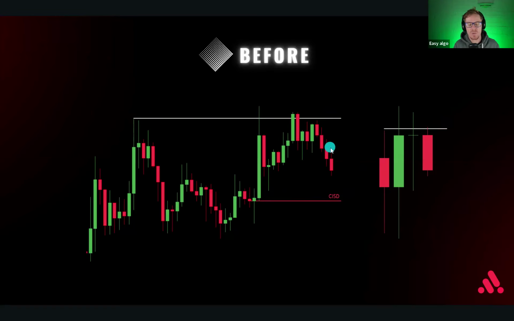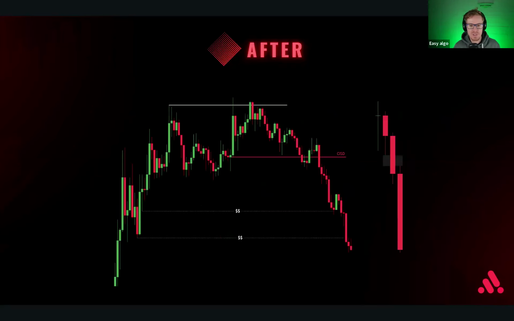So right now, we don't even enter this trade. This is the great thing about this indicator. It's just going to give you markers of specific zones and areas that you will only look to enter when price breaks those levels. So if we go to the after, what we do is we wait for price to break the CISD level. On the break of that level, we can wait for a close and a break. If you want more confirmation, you can also just enter on a break.